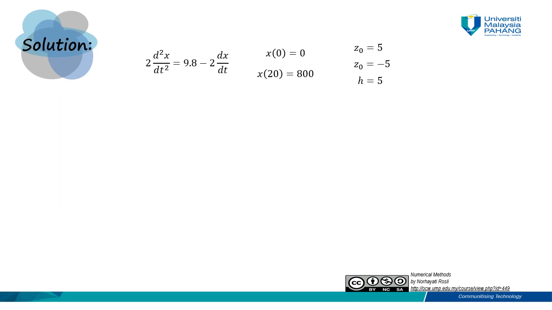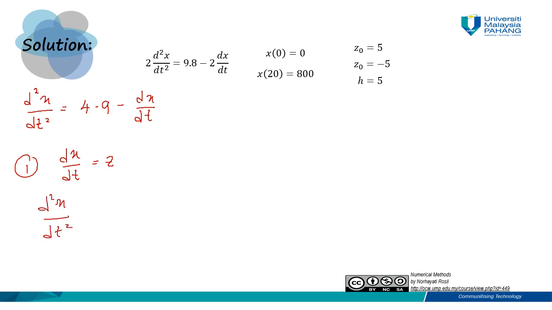So let's go to the solution. First step, let's rearrange our equation into our general form. Let's move 2 to the other side. So the equation becomes 4.9 minus dx/dt. So this is already in our general form. And then let's change from second order to first order. First, let dx/dt be equal to z. Then we differentiate again, so we will have d²x/dt² equal to dz/dt, and d²x/dt² is here.